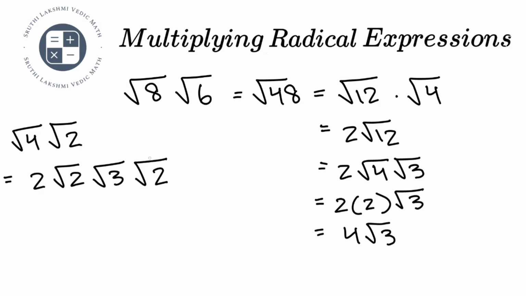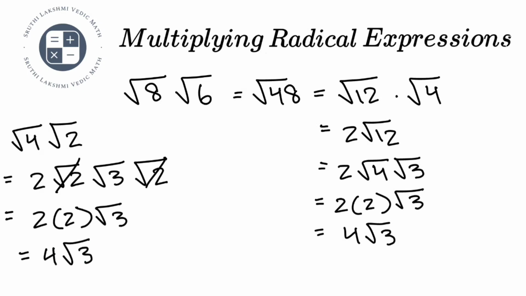Now, root 2 times root 2 equals root 4, and root 4 equals 2. So we can cross it out and write it as 2 times 2 root 3. And we would still get the same answer, 4 root 3. These are two different ways you can do this.